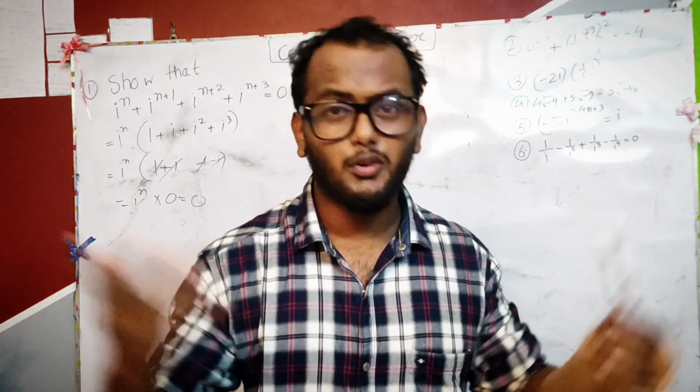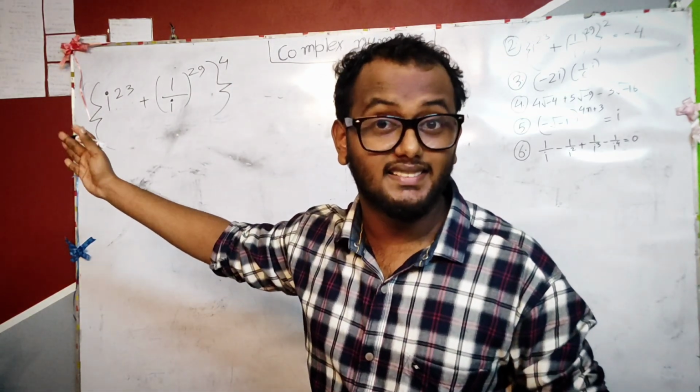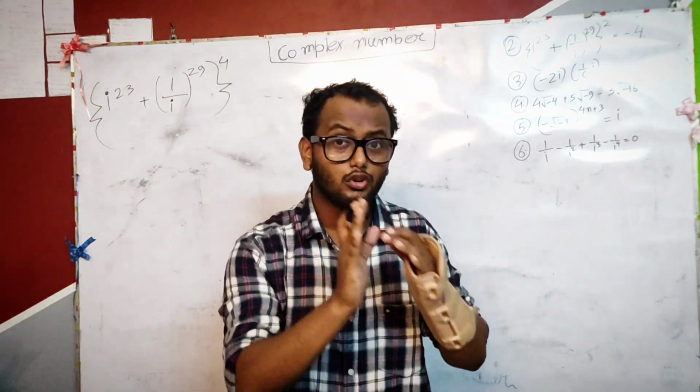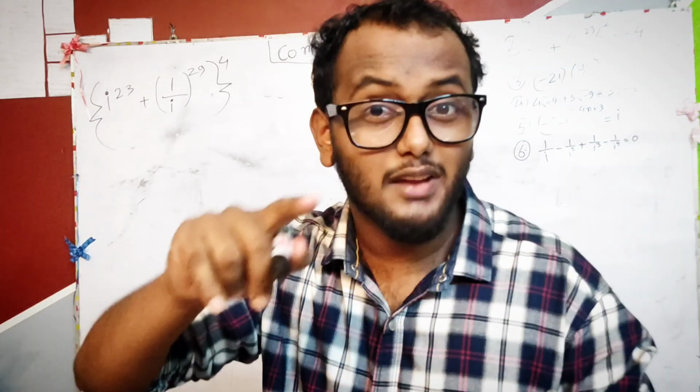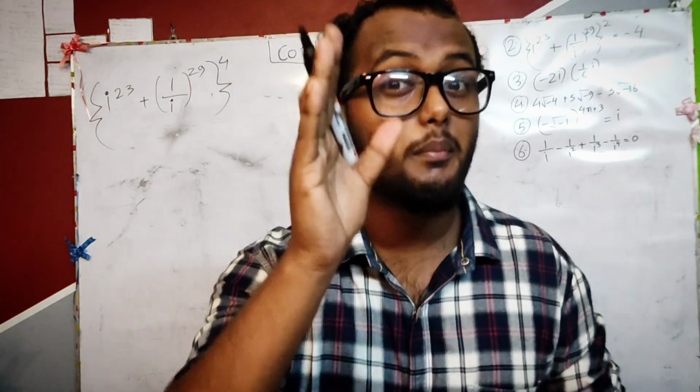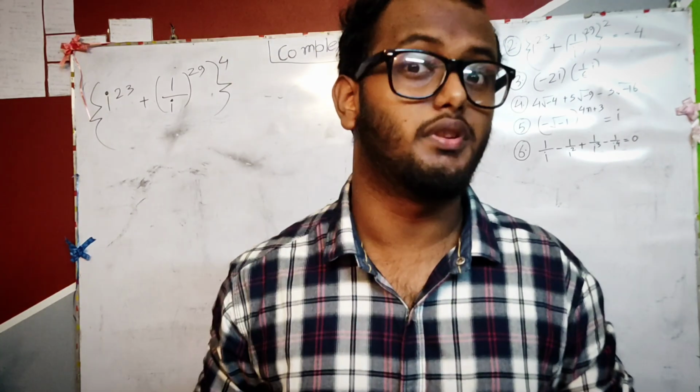Let's directly go to the second problem. What they have said is: i to the power 23 plus 1 by i to the power 29. And 1 by i to the power 29 is the same as i to the power minus 29.